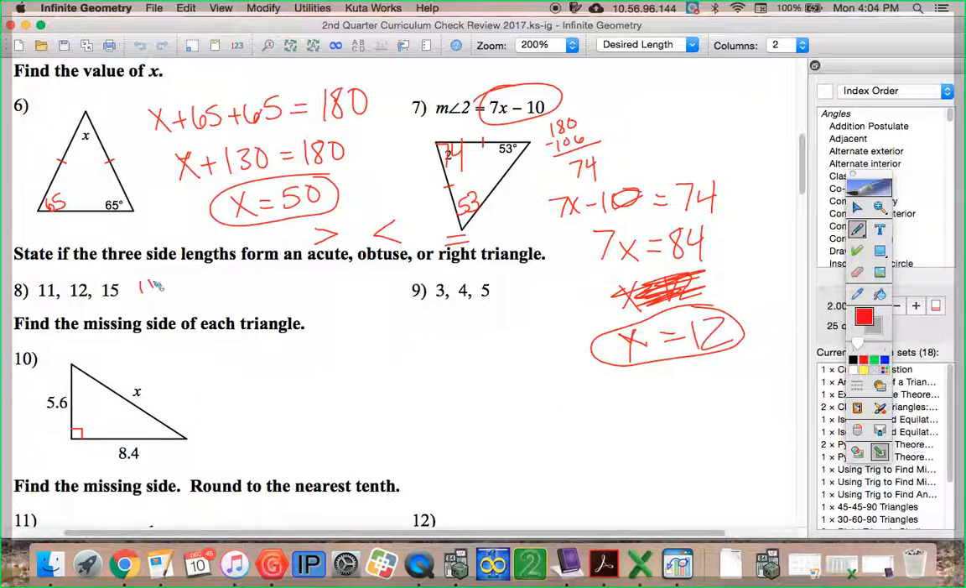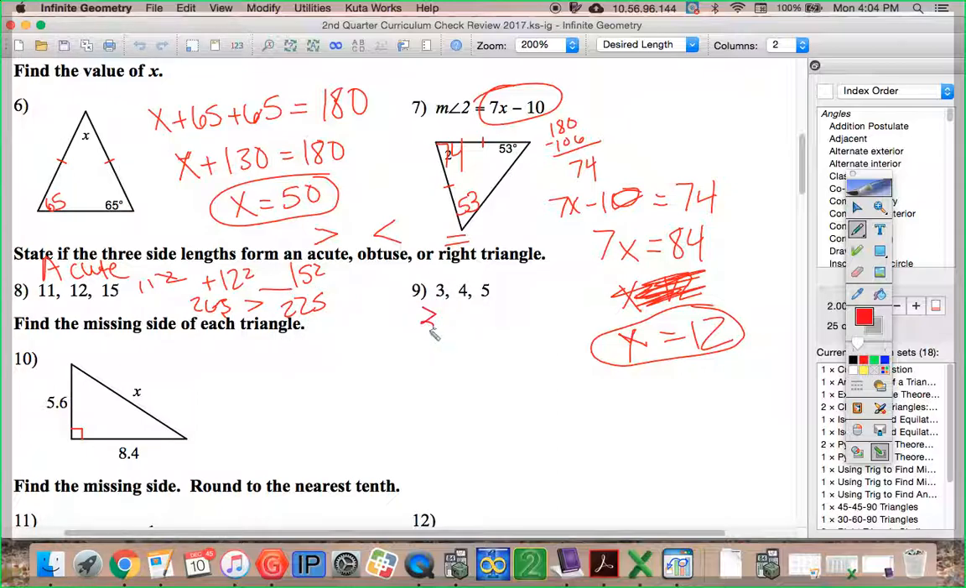So do 11 squared plus 12 squared, compared to 15 squared. I know 15 squared is 225. I'm going to do 11 squared plus 12 squared on my calculator. You get 265. So c squared is smaller, which means that angle is smaller. So it's acute. A lot of you have that memorized backwards because y'all think if this is smaller, then the angle is smaller. It's always c though, this one over here.